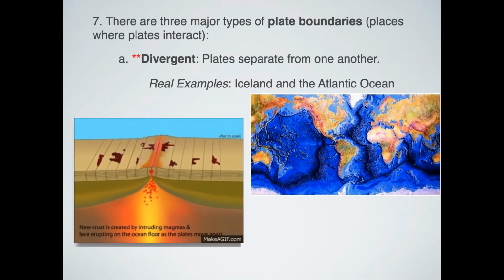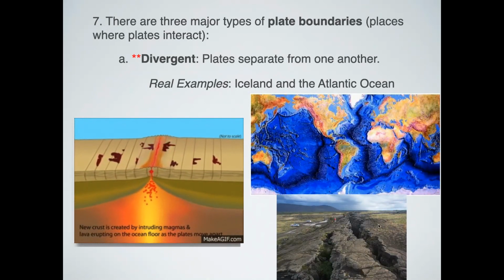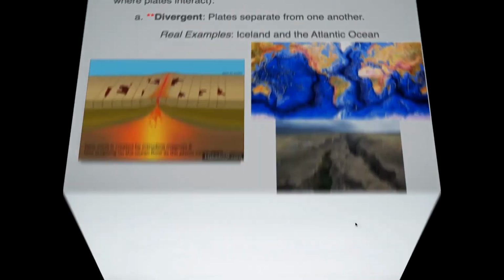This is Iceland. And there is a gigantic divergent plate boundary that runs right through the middle of the country, basically. You can see, again, some divergent breakage here in the ground.